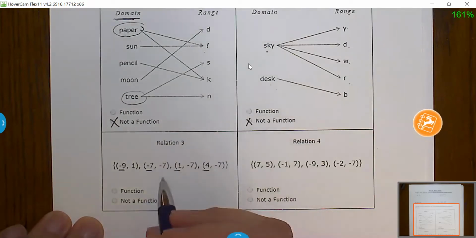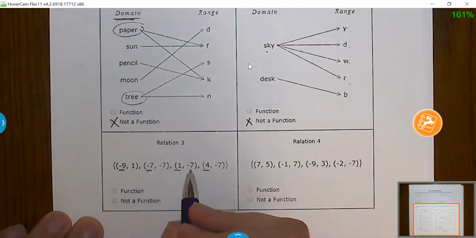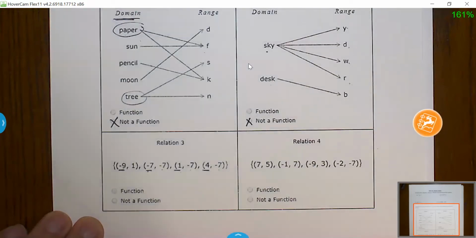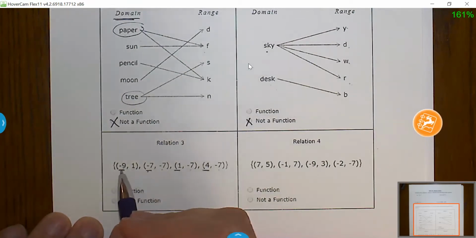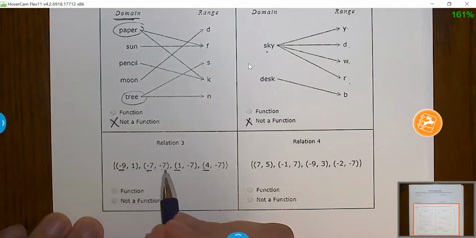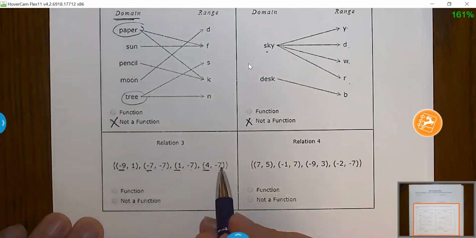Now, what's confusing is that -7 outputs to -7, 1 outputs to -7, and 4 outputs to -7. There is no rule that states that they can't output to the same thing. You're only looking at one input, one output, one input, one output, one input, one output, one input, one output.